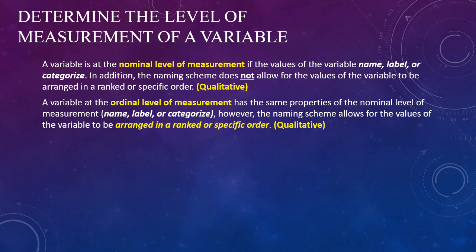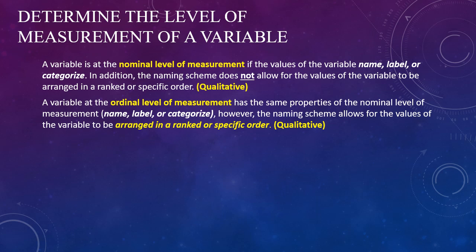But for nominal level of measurement, the naming scheme, whatever the characteristic is, doesn't allow for the values of the variable to be arranged in any ranked or specific order. Sure, you can put things in alphabetical order, but that's not really a statistical ordering of something that ranks importance, etc. So ranking is really important here as well as specific order. Ordinal in Latin means to order things, and so that's the real difference here.